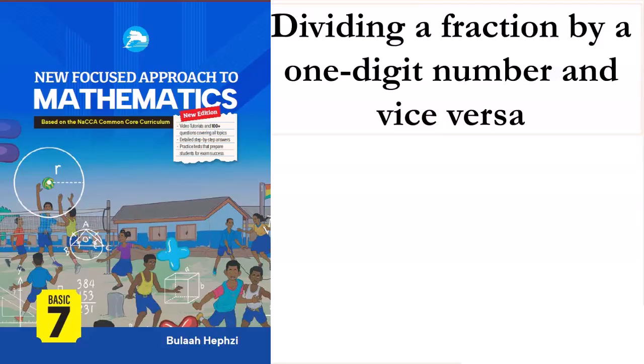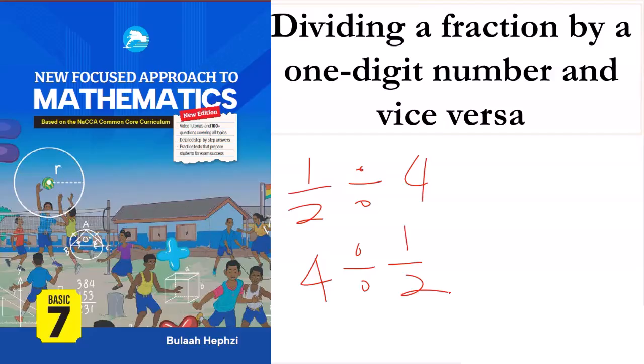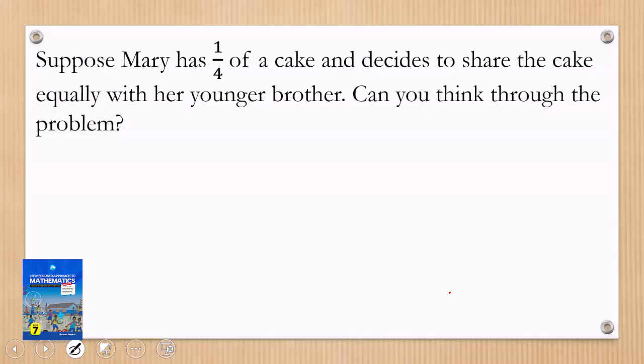What we are trying to learn is, if I have a fraction like maybe half, and I want to divide this fraction by maybe 4, how do I do it? Then again, if I have 4 also divided by 1/2, how am I going to do it? Remember, division is not commutative, and so half divided by 4 is not the same as 4 divided by half. We'll take them one after the other.